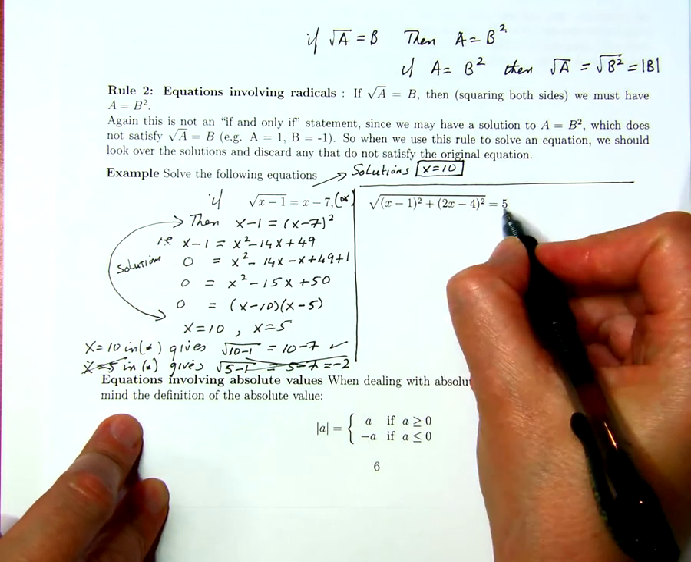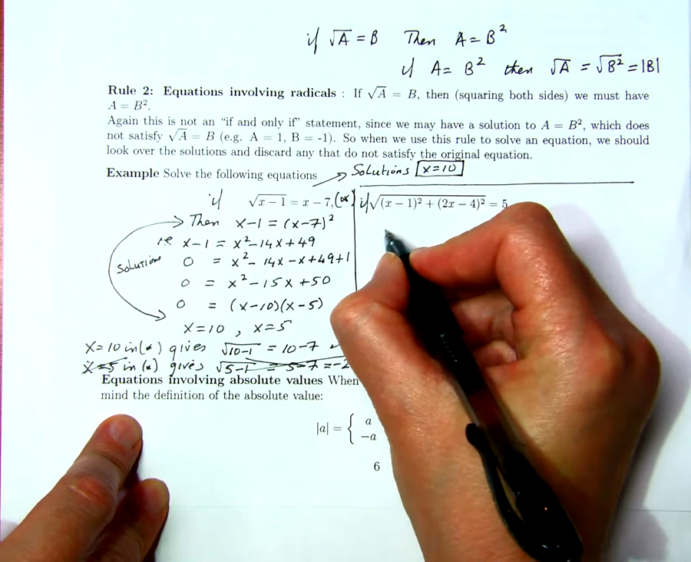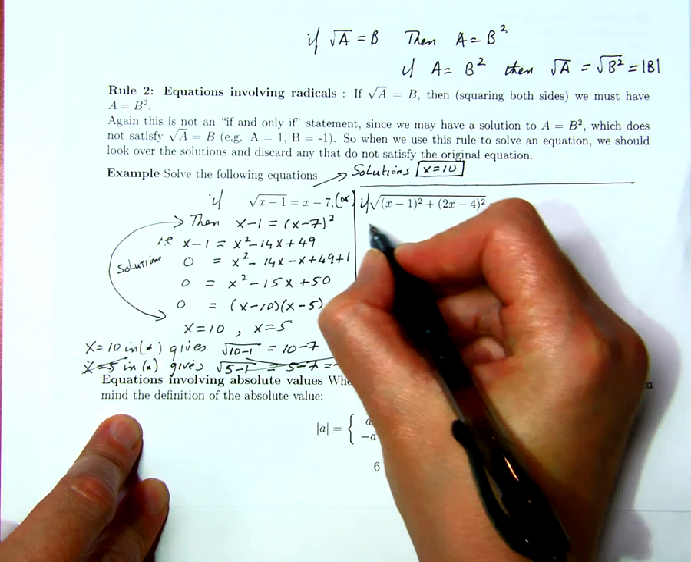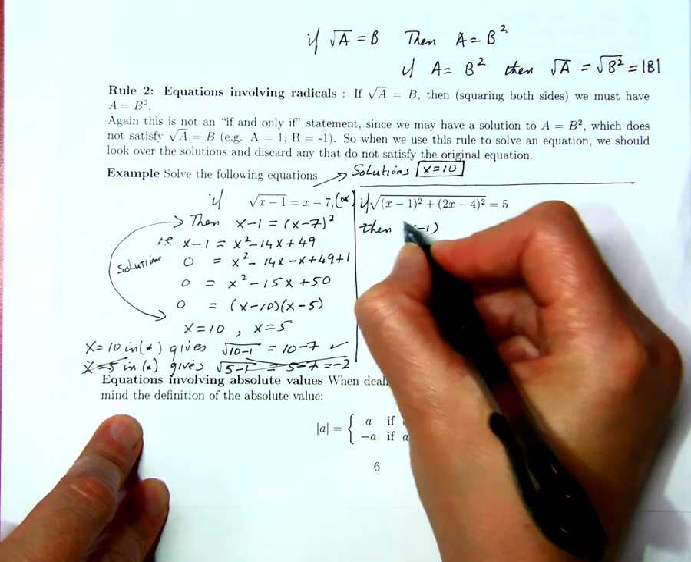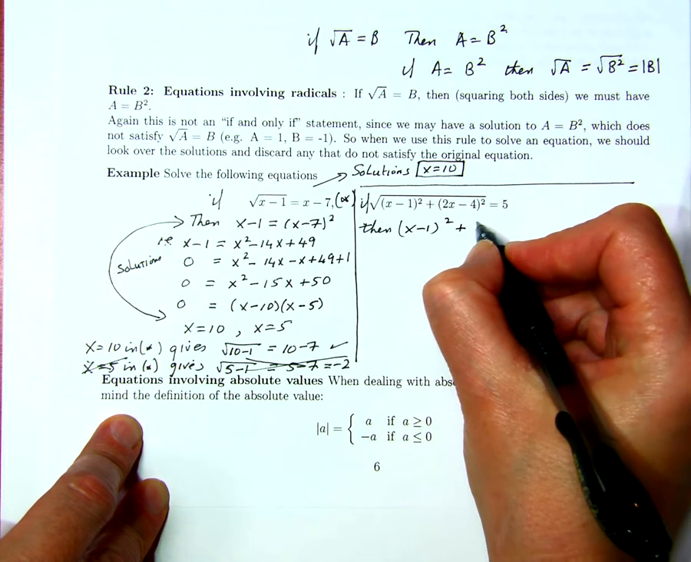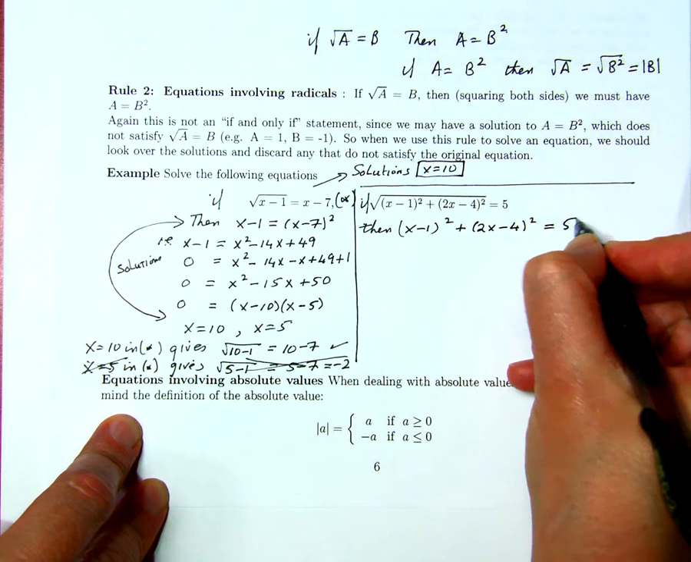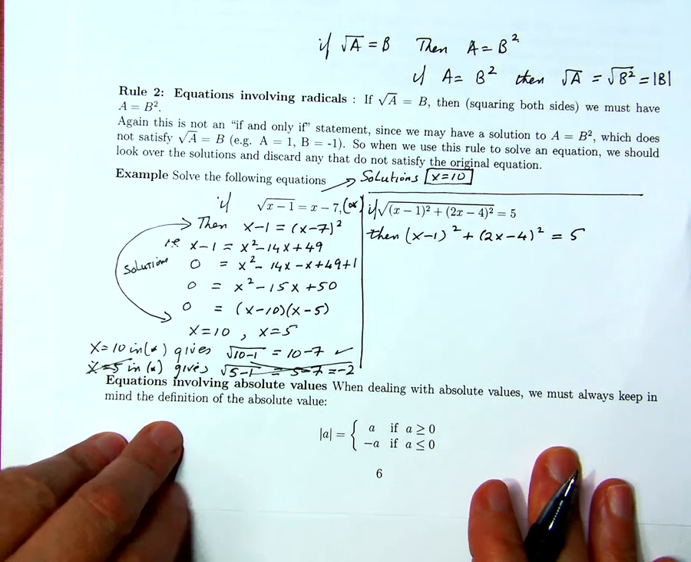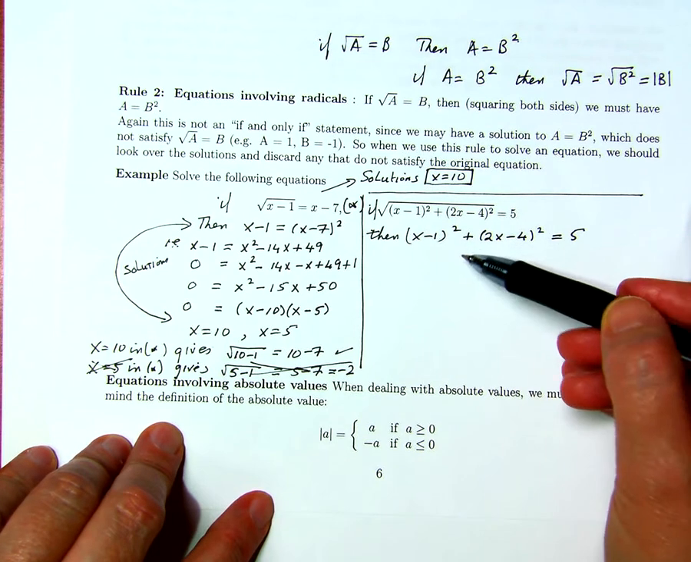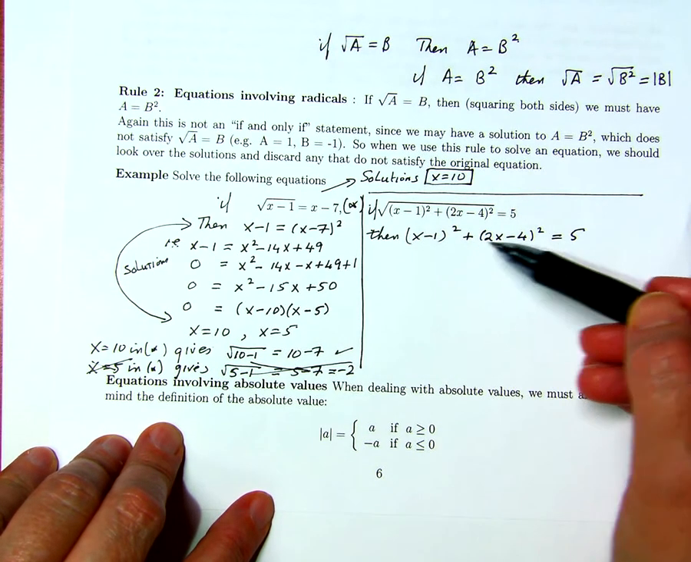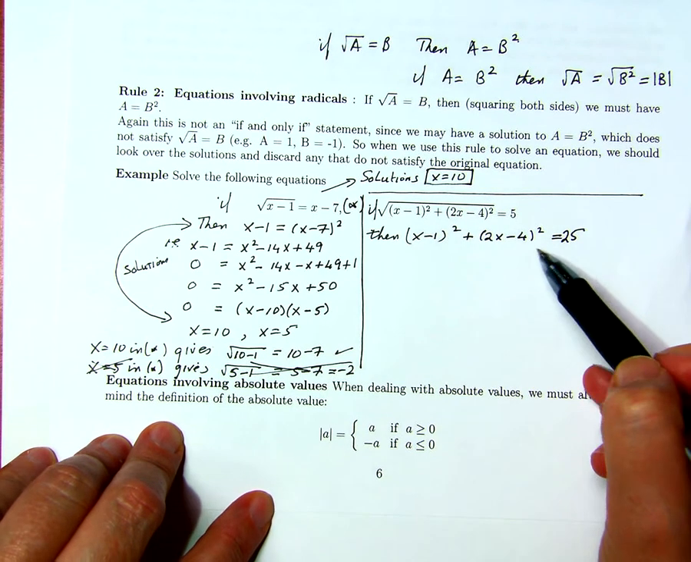On the other hand, if I take a look at this equation, I know that if this is true, then I must have (x − 1)² + (2x − 4)² = 5. And actually, I can go back from here to here. If this happens, then the square root, that must equal 25. That's the square of the right-hand side.